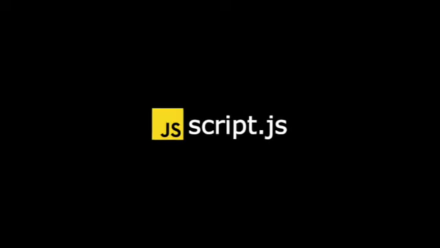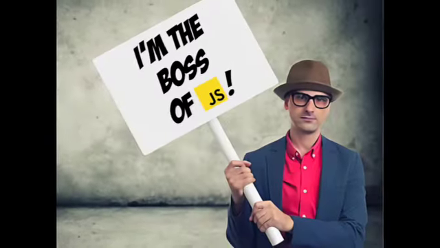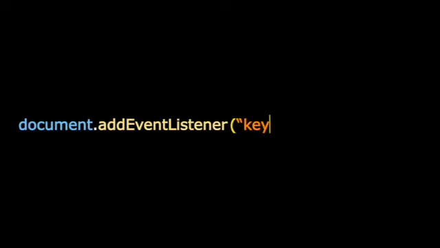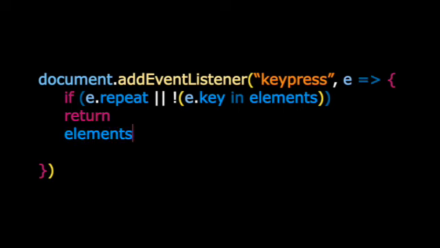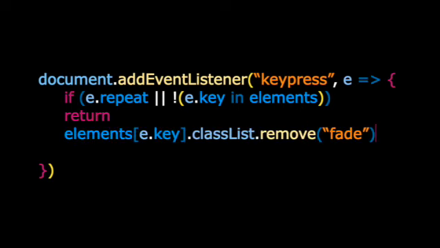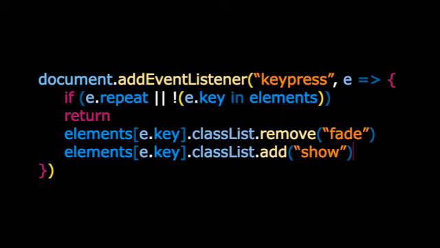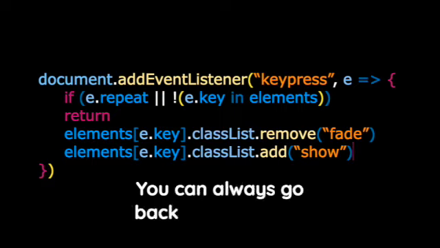Back into JavaScript, you will find out how to make the keys do what you want them to do. This is done by adding an addEventListener method to the document. The first part of the argument will take in a key press command, and the second element will pass in the event, or just E for short. Then, write an if statement where if the event or E repeats or the E of any of the elements is pressed, it is returned with the E key of the elements, adding a class list of remove with a class of fade if previously pressed, and adding the show class each time it is pressed.